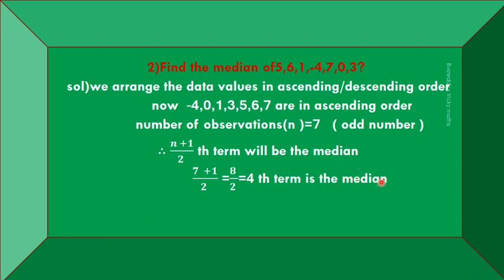What is the fourth term? Let us see. Minus 4, 0, 1, 3, 5, 6, 7. What is the middle term or fourth term? Minus 4 first term, 0, 1, 3. So median equals 3. The fourth term is the median. In this way we can easily find the value of the median. If it is an even number, you take the n by 2 term and the n by 2 plus 1 term. So two terms give the median. You can try that problem also.